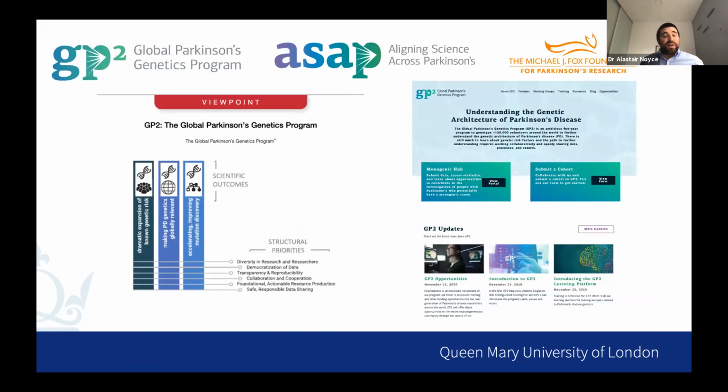Now, what's really exciting in the Parkinson's disease genetic space is a new project called the Global Parkinson's Genetics Program, which has been funded by the Aligning Science Across Parkinson's initiative and with support from the Michael J. Fox Foundation. And this is a hugely ambitious project, which again, I'm very fortunate to be part of, that will dramatically expand our understanding of the genetic risk factors for Parkinson's, make these globally relevant, and accelerate and improve the discovery of mutations that are relevant to Parkinson's disease.